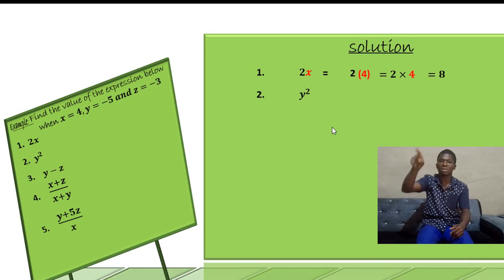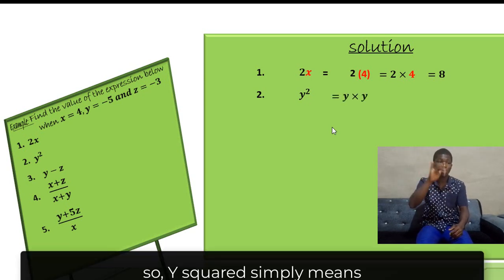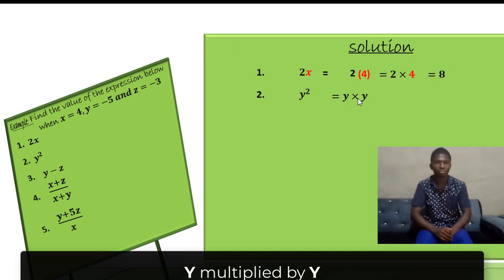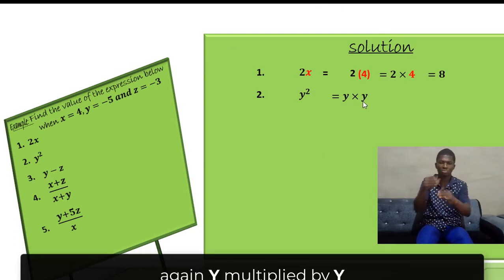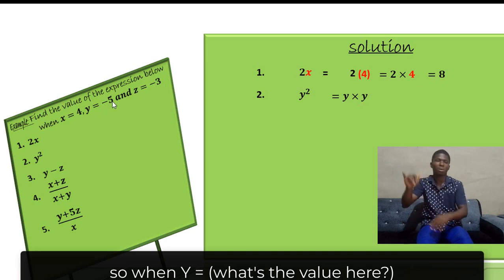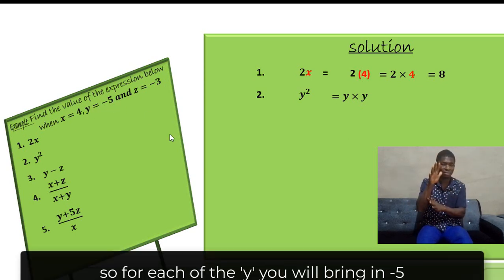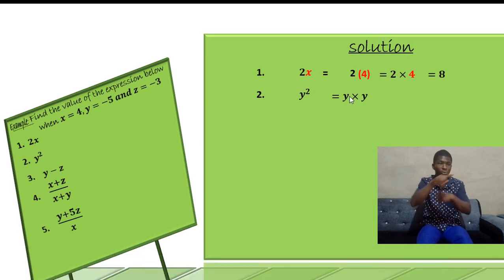Y squared simply means y multiplying by y. Again, y squared means y multiplying y. So when y equals minus 5, can you see? It means that for each of these y, you'll be bringing in minus 5.